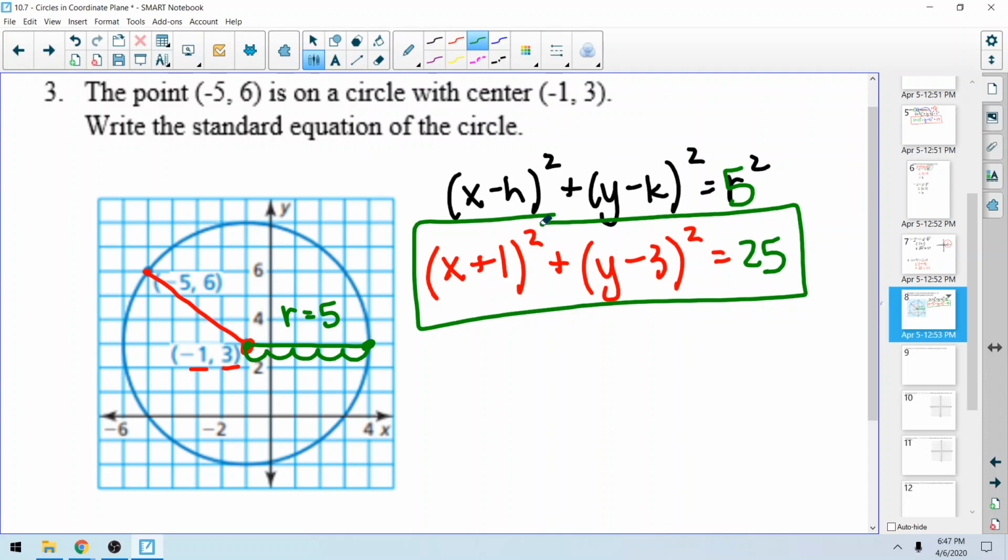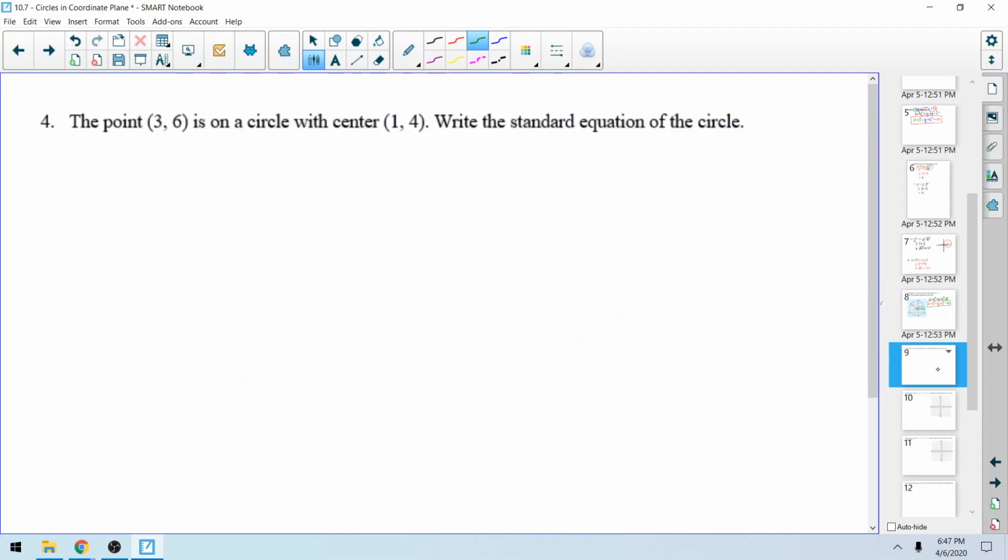Now I'm going to make it a little bit harder. Number 4. Same idea, I just didn't give you a picture this time. So the point (3, 6) is on the circle with a center at (1, 4). Write the standard equation of the circle. So first thing I'm going to do is draw a picture just to get an idea of what's going on here. If you have graph paper, fantastic.